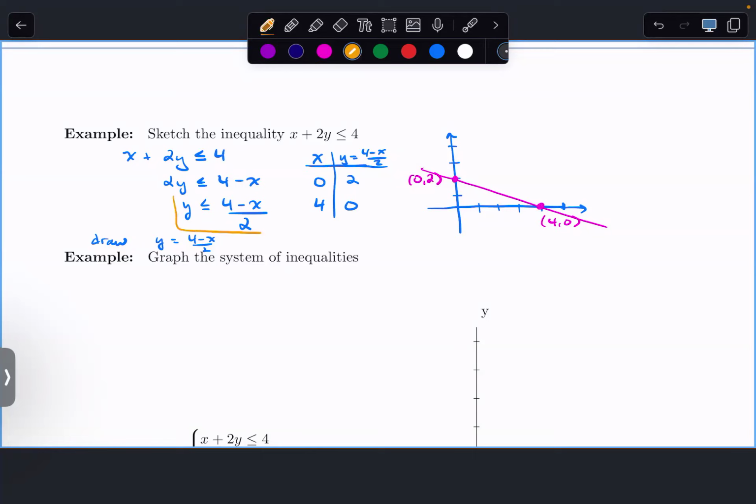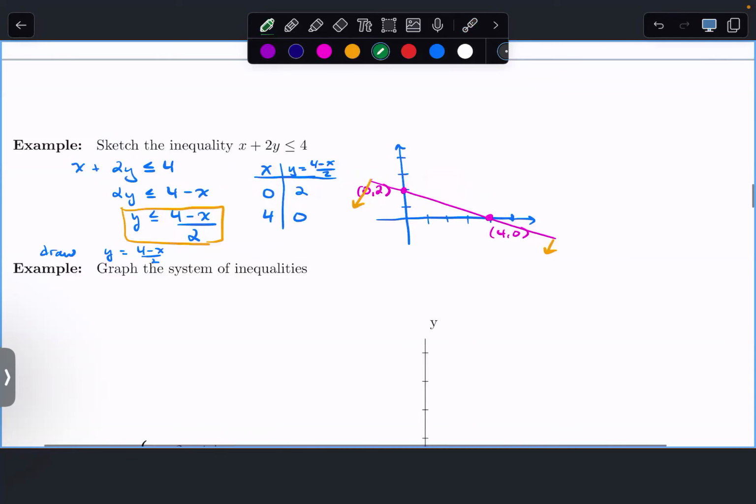Y has to be less than or equal to this thing. And so the values that make this true are kind of below the line. That's hard to see, I think, when you're first starting out with these, right? But what you can do is pick some test points. You can say, okay, if x is 0 and y is 0, then do I get a true statement? 0 is less than 4 minus 0 divided by 2. That's true, right? 0 is less than 2.